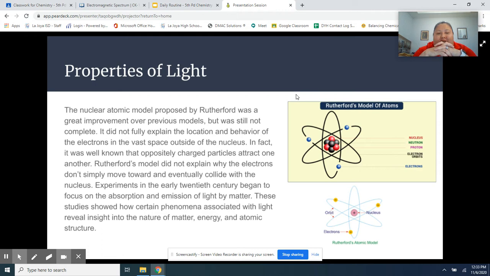So experiments in the early 20th century began to focus on the absorption and emission of light by matter. These studies show how certain phenomenon associated with light revealed insight into the nature of matter, energy, and atomic structure. So, what they're talking about there is they started to do research about when light hits an atom, right? When light hits an atom, it doesn't actually hit the atom or the nucleus itself. It actually hits the electrons that are orbiting outside of that nucleus.